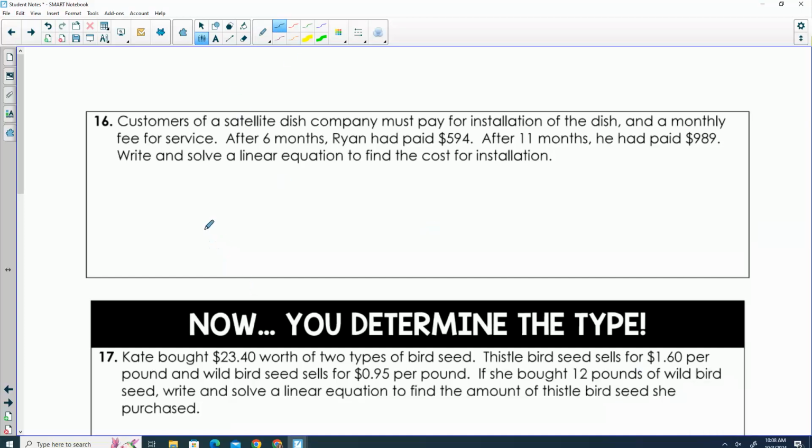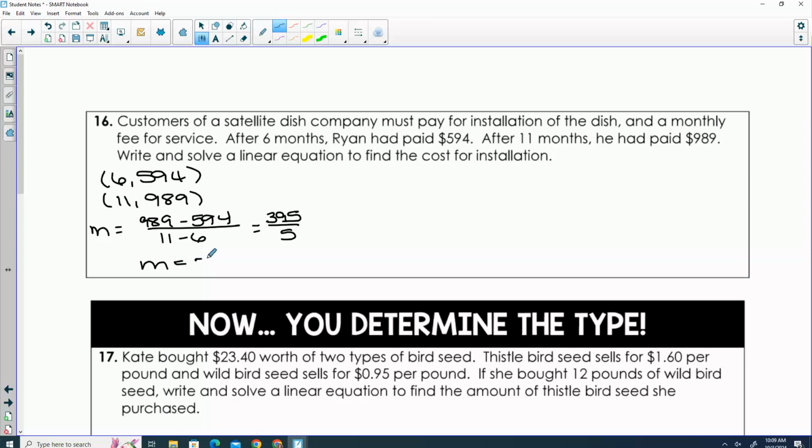Nicole, can you tell me what the points would be? 6 and 594. Okay. And then 11 and 989. All right. Holden, tell me how to find the slope. 989 minus 594 and 11 minus 6. Okay. So we get 395 over 5, which turns out to be 79. All right. Are we okay there?